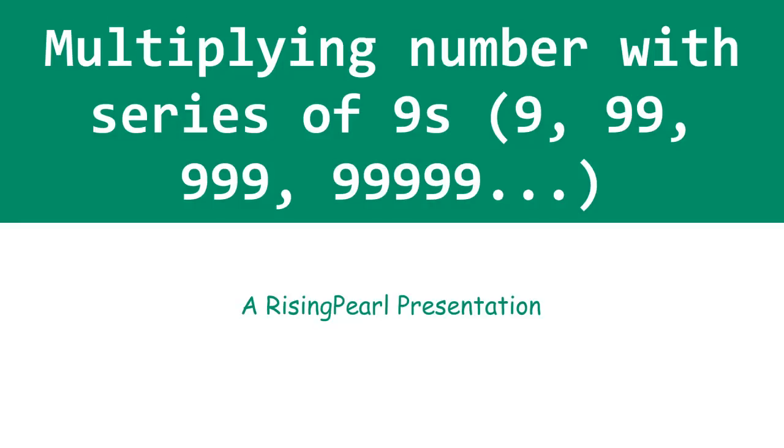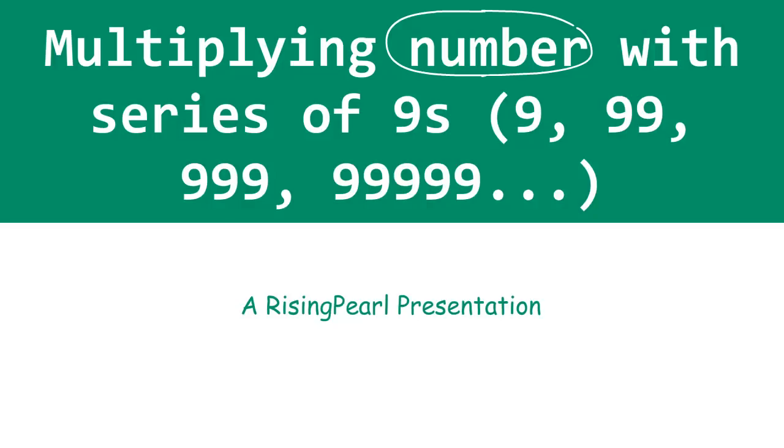Today we are going to find out how we multiply a number, and this will be any number, with a series of nines, that is 1 nine, 2 nines, 3 nines, 4, 5, 6 nines, etc. So how do we take any number and multiply it with a series of nines and find the product? So let's get into it.